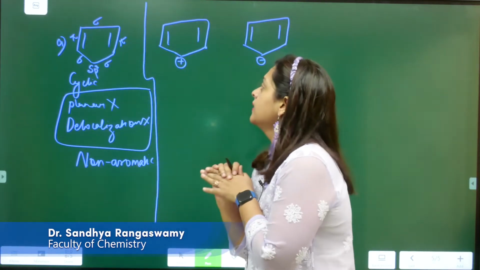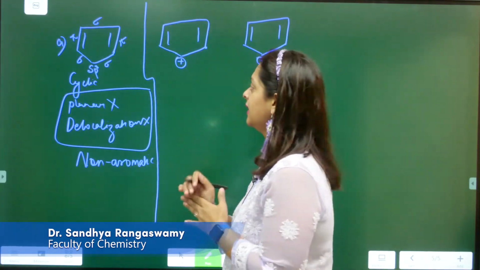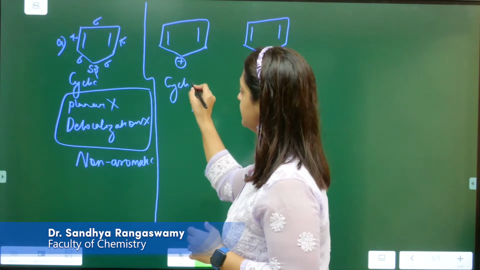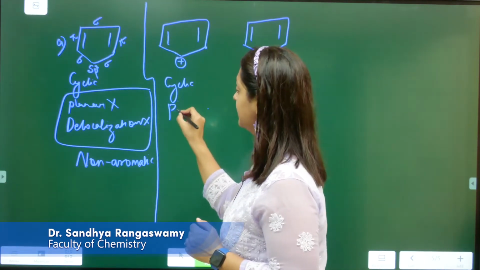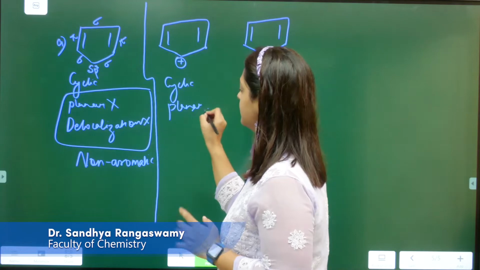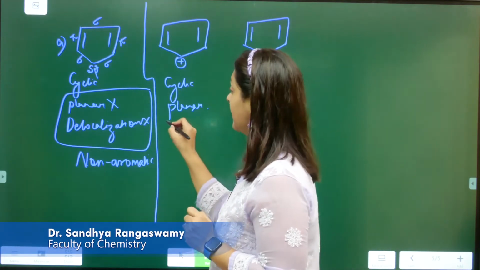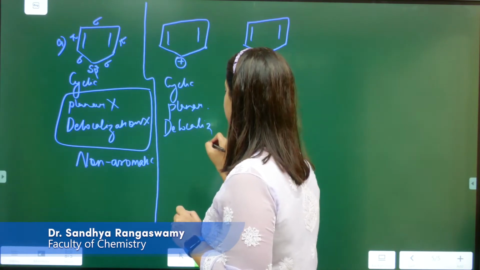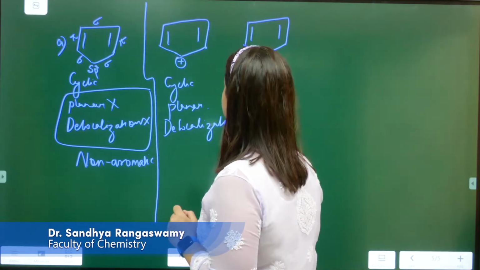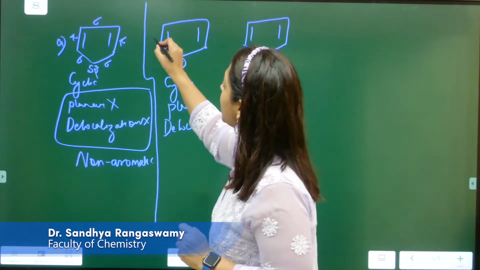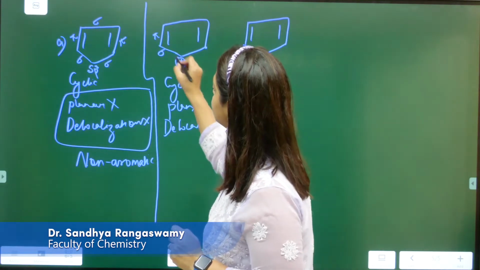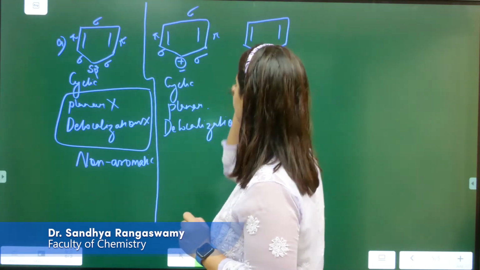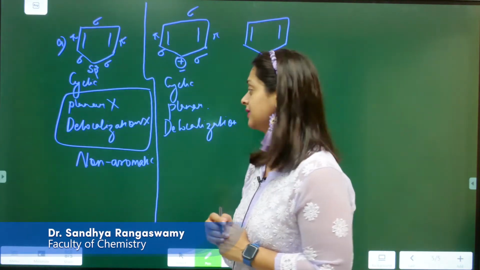In the next case, we have already done this. What is it? It is a cyclic structure. It is a planar structure as well, as all the carbons are sp2 hybridized. It has delocalization as well, right? I can see the alternating pi and sigma. So pi, sigma, the positive charge, sigma, pi, sigma. So that means there is delocalization as well.